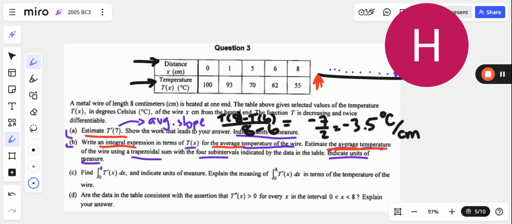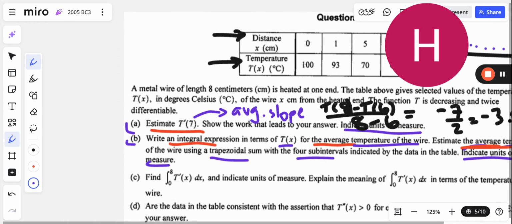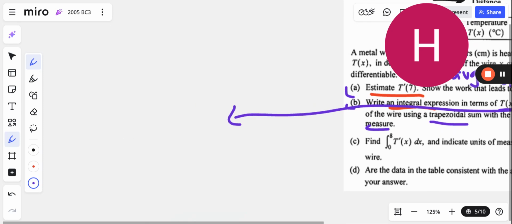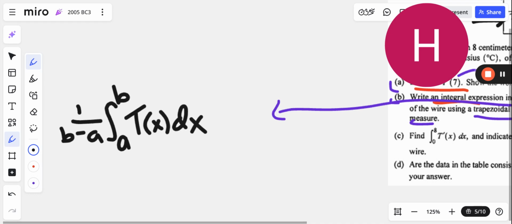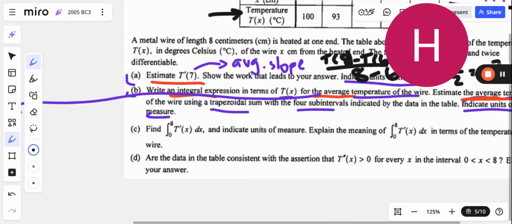First, let's talk about the integral expression. We're going to approximate the average temperature, because for average temperature we use this formula, 1 over b minus a. Sometimes people put it like that, or you can just put it all over b minus a. Integral from a to b of f of x, I guess I'll put t of x dx. That's the average. It's like the formula for finding the average value.